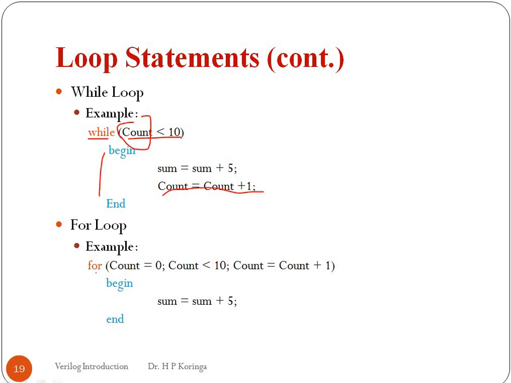Third is the for loop. In a for loop, we know very well, it starts with the initial value of the count, 0, then the condition, and what increment we want to set, right? In a while loop the increment is inside the begin and end. Instead of that, in a for loop it is taken in the conditional statement itself.